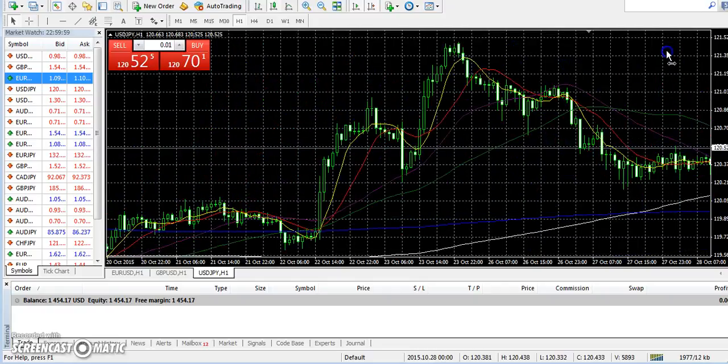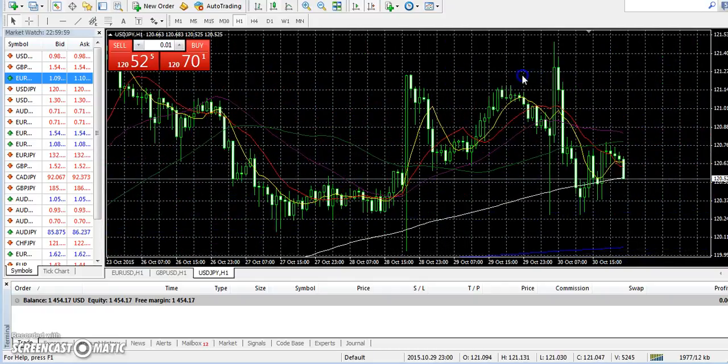Okay, that's the first thing that we learned. So when you do your demo account, you're going to set up a demo account with $50,000.